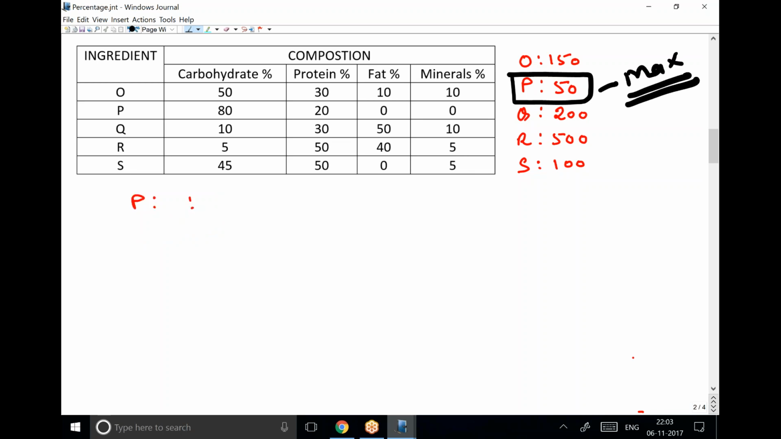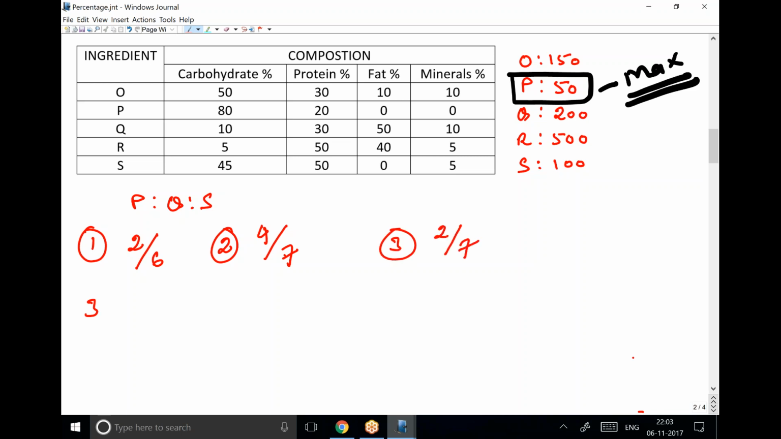If you look at P, Q, S here and look at answer option 1, the contribution of P comes out to be 2 divided by 6. From answer option 2, you can see the contribution of P comes out to be 4 by 7. And from answer option 3, the contribution of P comes out to be 2 by 7. And look at answer option 4, the contribution of P comes out to be 3 divided by 6.